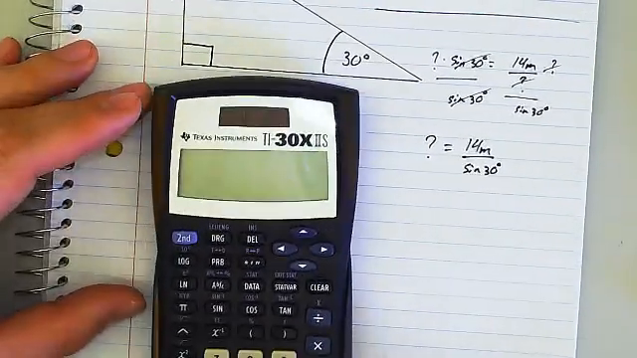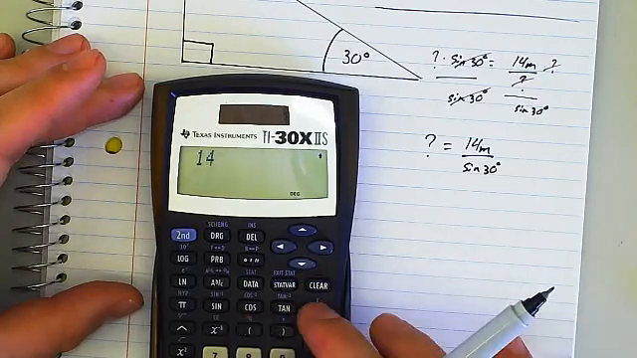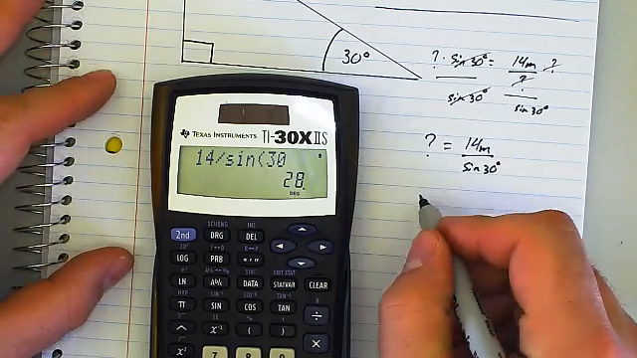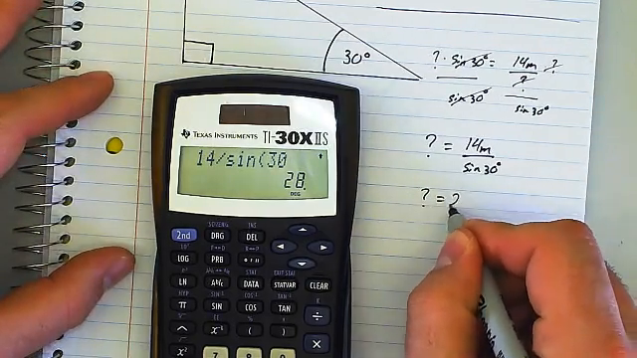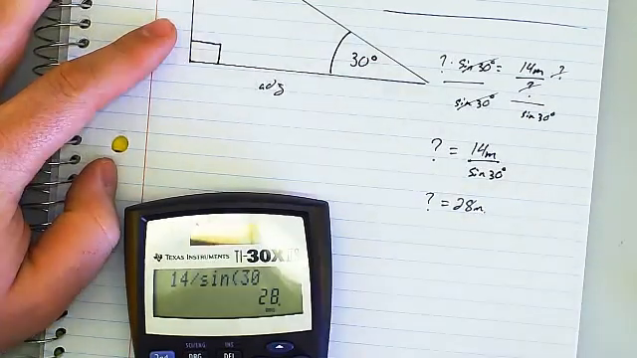When you punch that into a calculator, we should get 14 divided by sine of 30, which means our unknown side should be 28, in our case, meters.